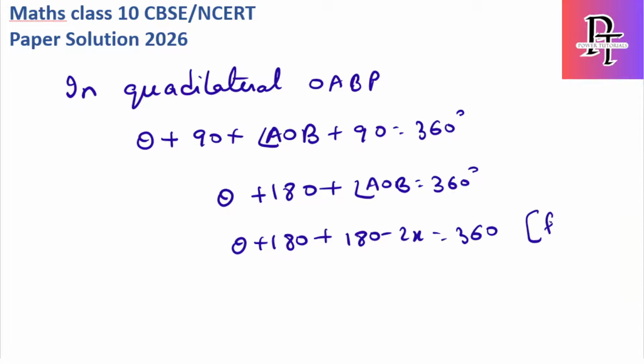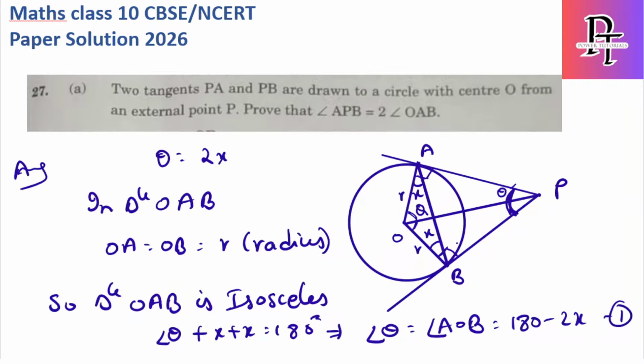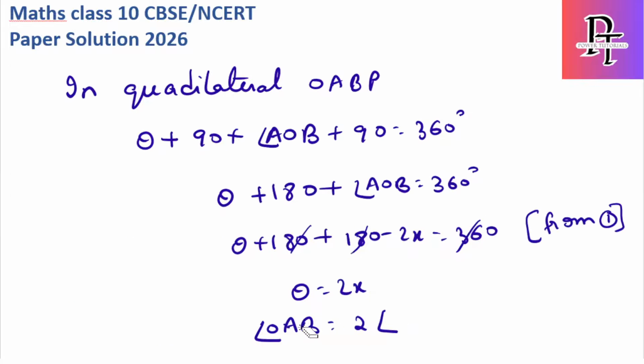Here I will write from 1. 180 plus 180 is 360, so I will cancel these two, and this gets cancelled out. So theta is equal to 2x. Let's write what theta is: angle ABP is 2 times angle OAB. This is proved.